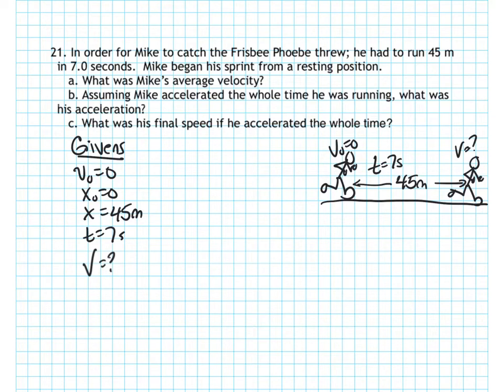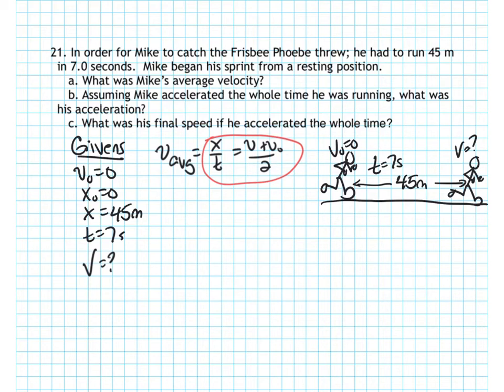So what I can use is the average velocity. The average velocity is equal to x over t. It's also equal to v plus v naught over 2. So I'm going to use this part of the average velocity equation. I'm just going to use the pieces on the right, and I'm solving for the final velocity. So x over t is equal to v plus v naught over 2.